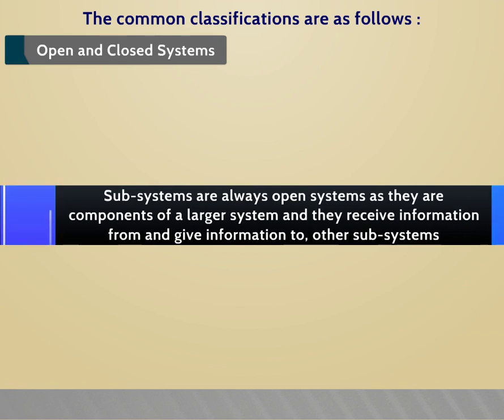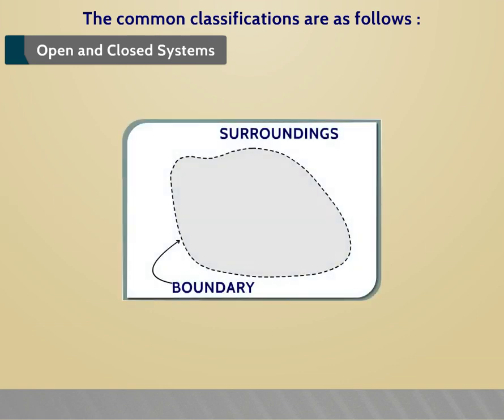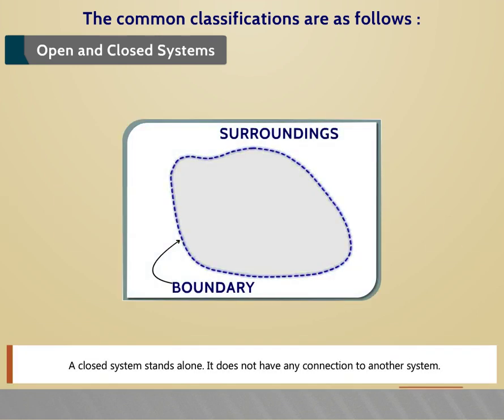Subsystems are always open systems, as they are components of a larger system and they receive information from and give information to other subsystems. A closed system stands alone. It does not have any connection to another system.